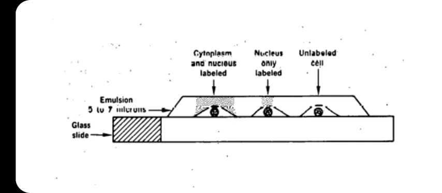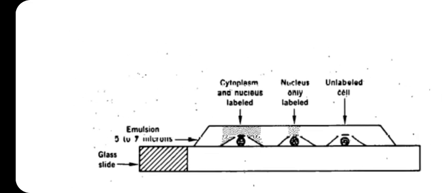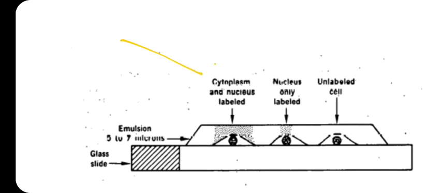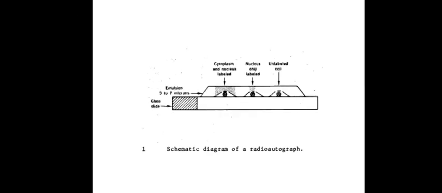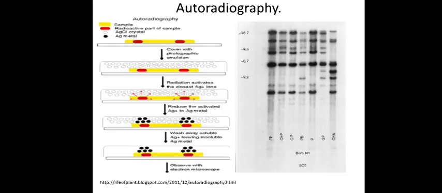Here you see, in this case, the cytoplasm and the nucleus are both labeled, so this area is going to become dark. Here only the nucleus is labeled, so only the nuclear area is going to be dark. Here there is no labeling. There is no complementary molecule, so no labeling, no darkness. It remains the same. Okay, so the picture will be somewhat like this.